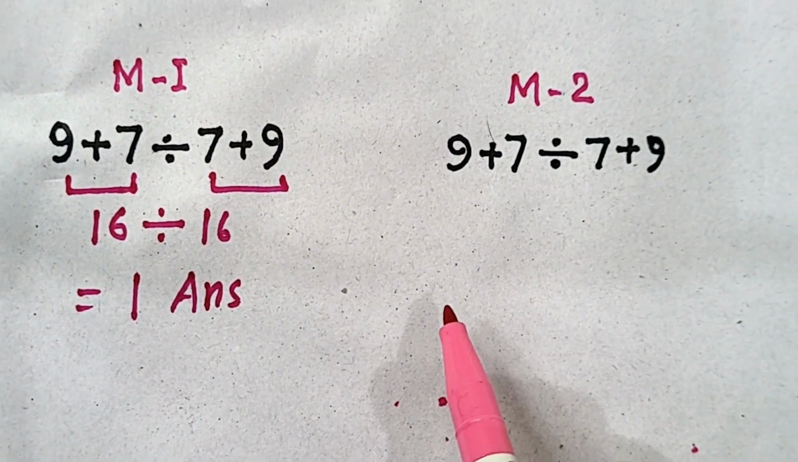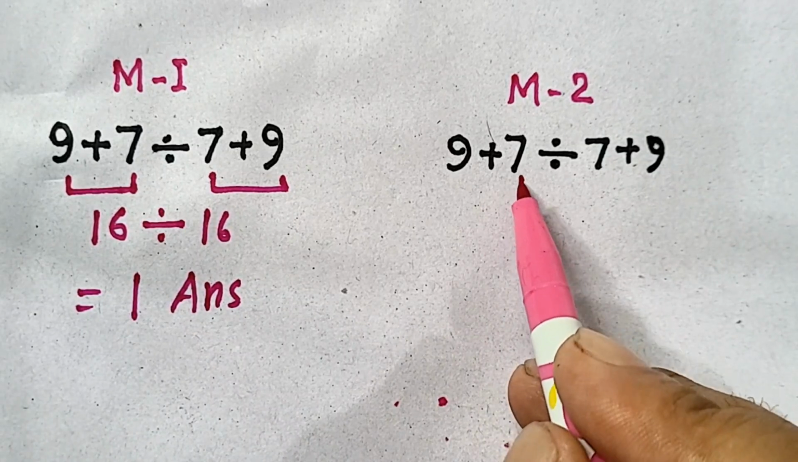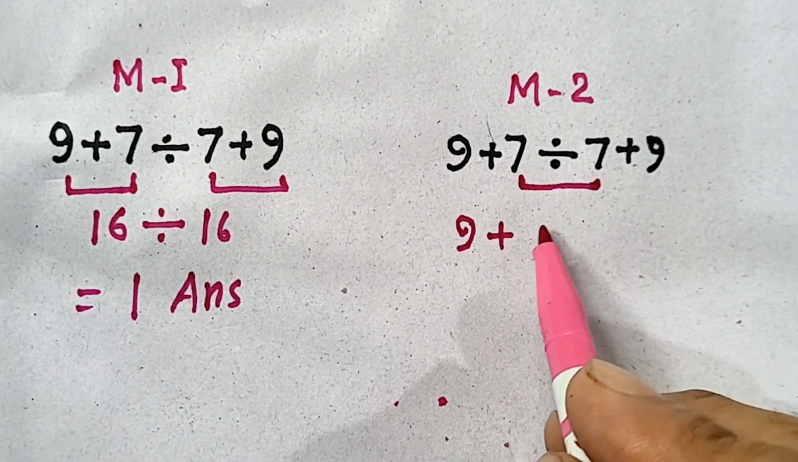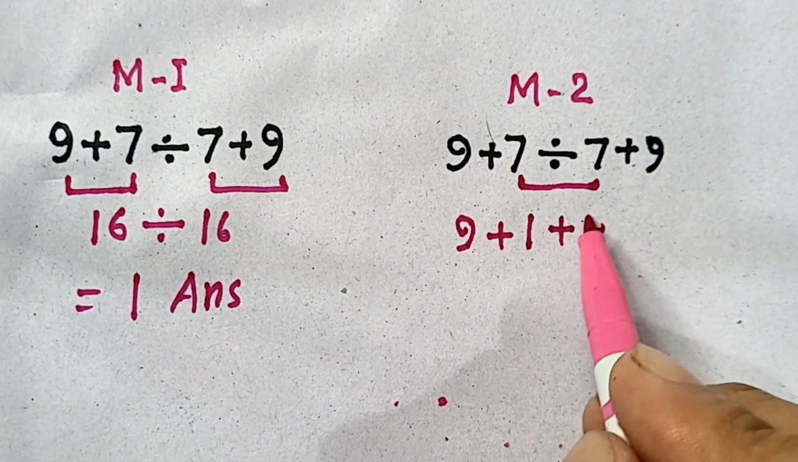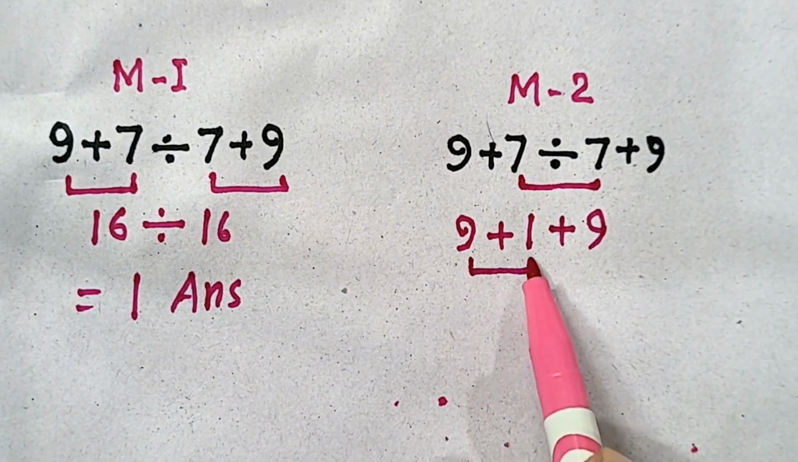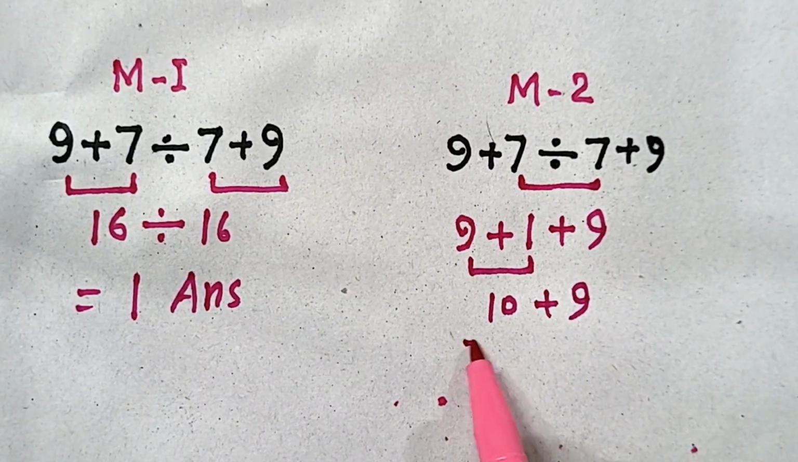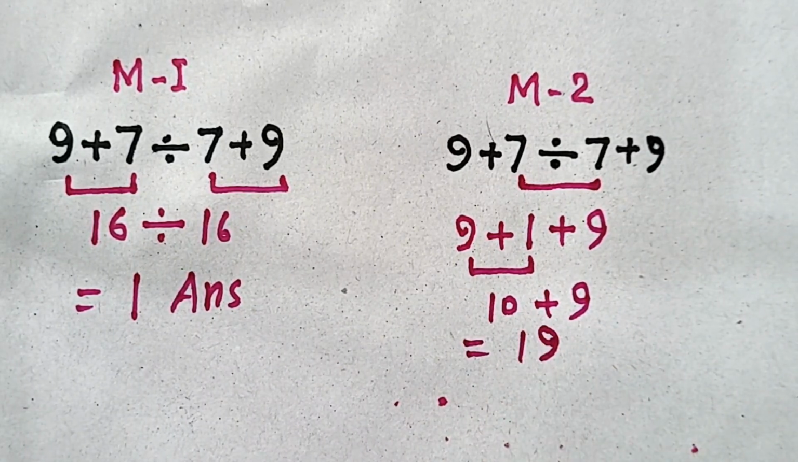Now come to the second method. First of all, we will solve the division. So 7 divided by 7 is equal to 1, so 9 + 1 + 9. Now 9 + 1 is equal to 10, plus 9. So our answer will be equal to 19.